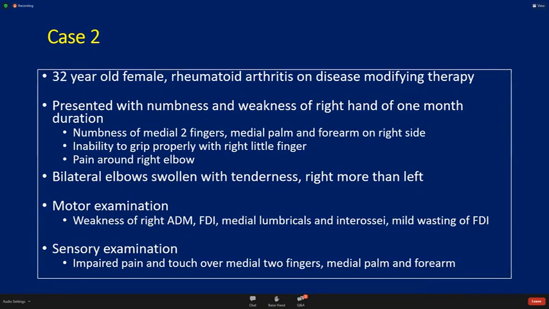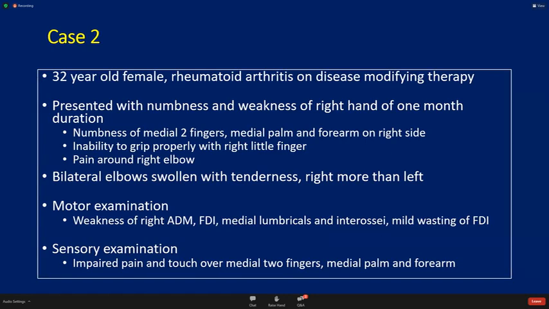So this is another case of a 32-year-old female who had rheumatoid arthritis and presented with numbness and weakness of the right hand of 1 month duration, which she told was in the medial 2 fingers, medial palm as well as forearm on that side, with inability to grip properly, especially difficulty with the little finger. She also had pain around the right elbow.